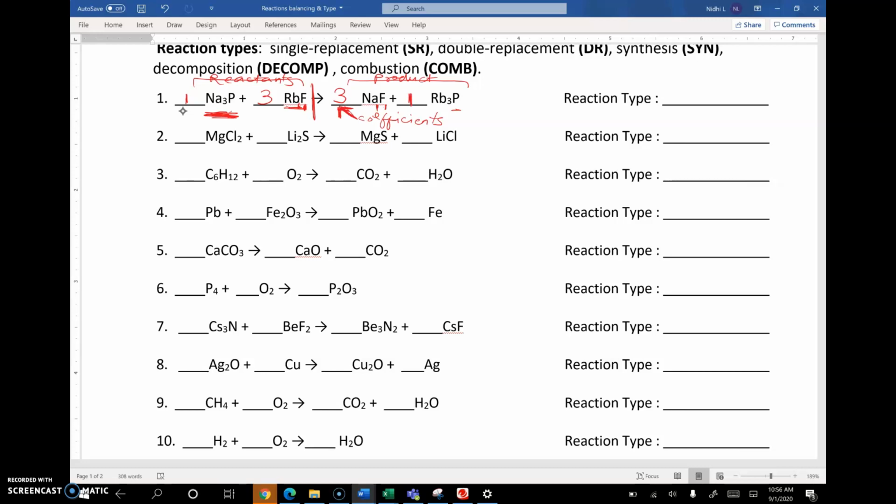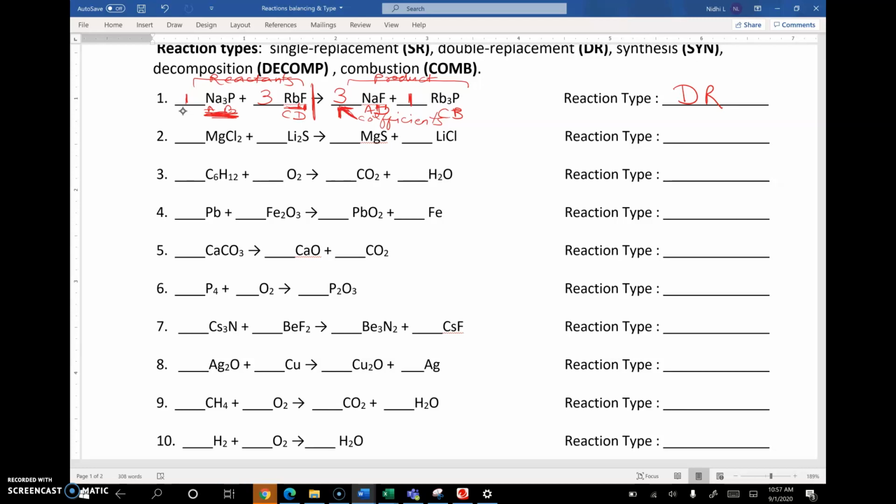And now, what type of equation is this? This is a double replacement. How do I know that? I have A, B, and C, D, and then they're swapping partners. I have A bonding with D here, and I have B here and C here. So they're swapping partners, and that's double replacement.